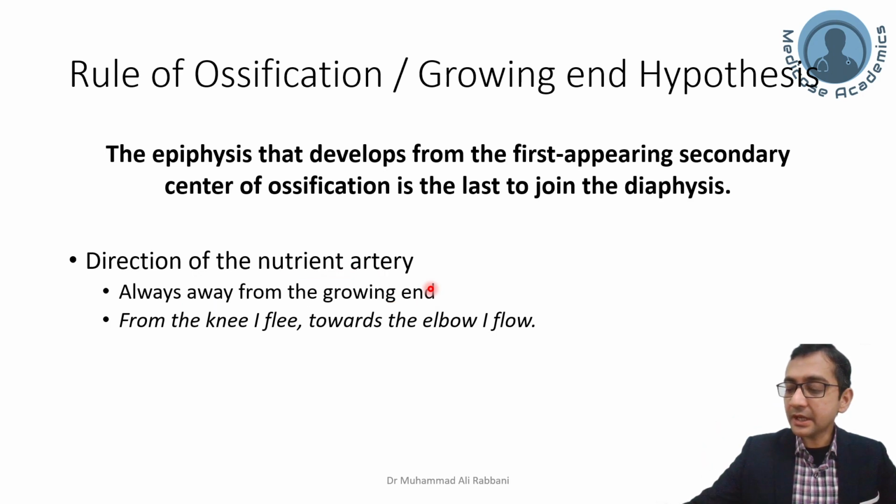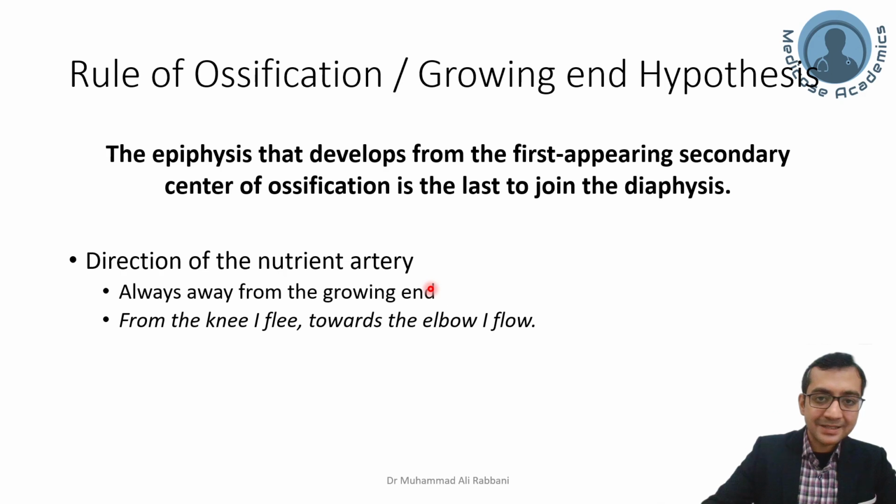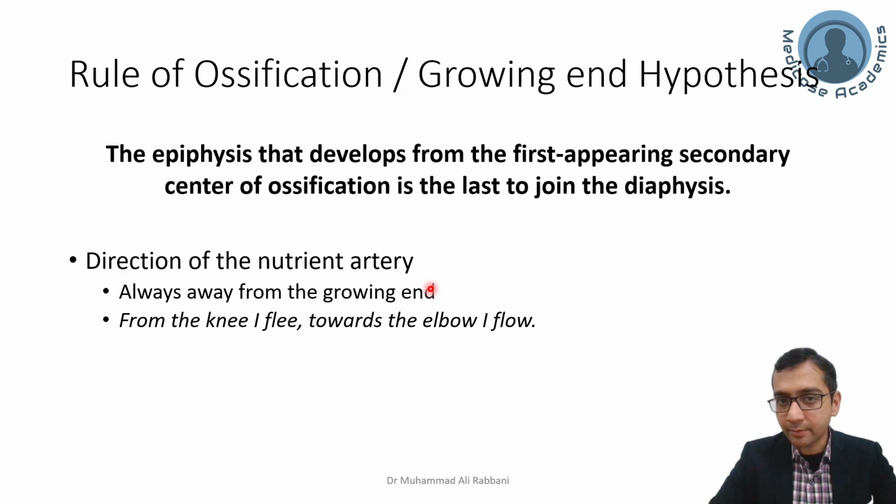From the knee I flee. The nutrient arteries are directed away from the knee. So the growing ends will be towards the knee. The femur will have its growing end towards the knee, the lower end. The tibia will have its growing end towards the knee, at the upper end. So that is the way to remember that.